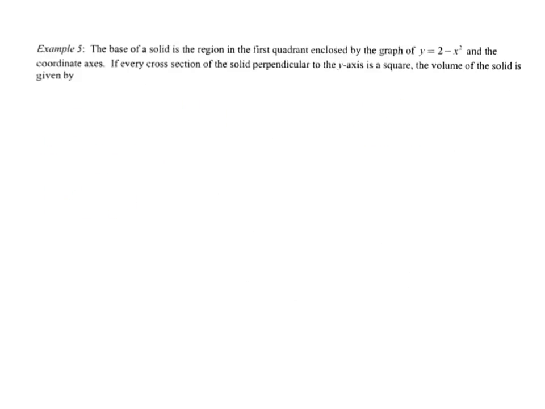Okay, and then our third example, now we're looking at the region in the first quadrant. It's going to be bounded by the parabola 2 minus x squared. And now it's going to be perpendicular to the y-axis. But again, we have a square, so that makes things a lot easier.